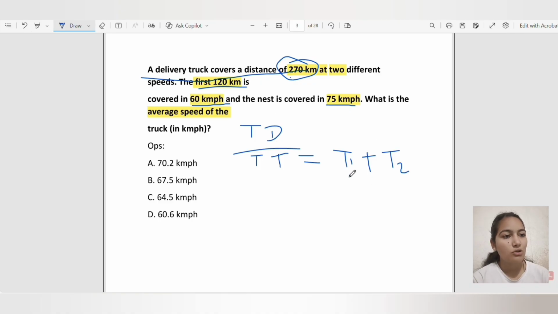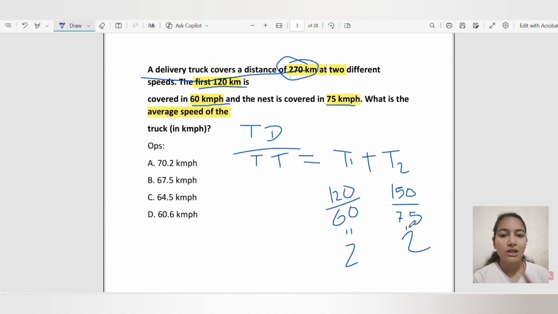So t1 is equal to 120 upon 60, and then what will be the next distance? The first distance is 120 and the remaining will be the next distance. What will be the remaining distance? Which is 270 minus 120, that is 150. So t2 will be 150 divided by 75. And what is the answer of 150 divided by 75? 2. And 120 divided by 60? That is also 2.